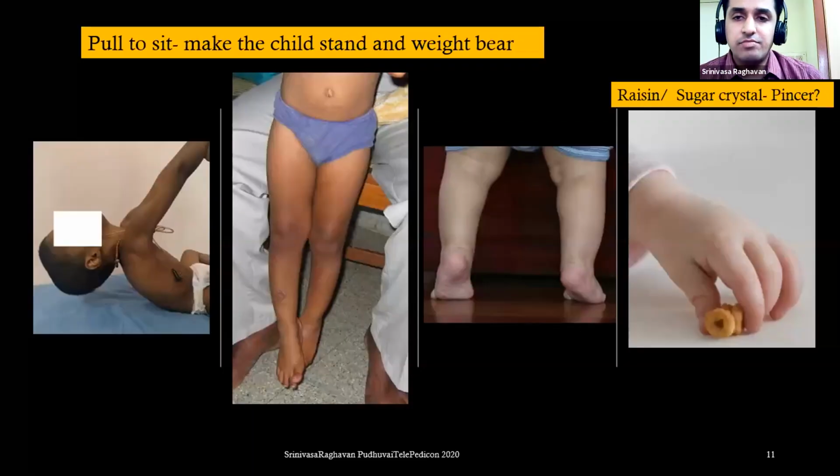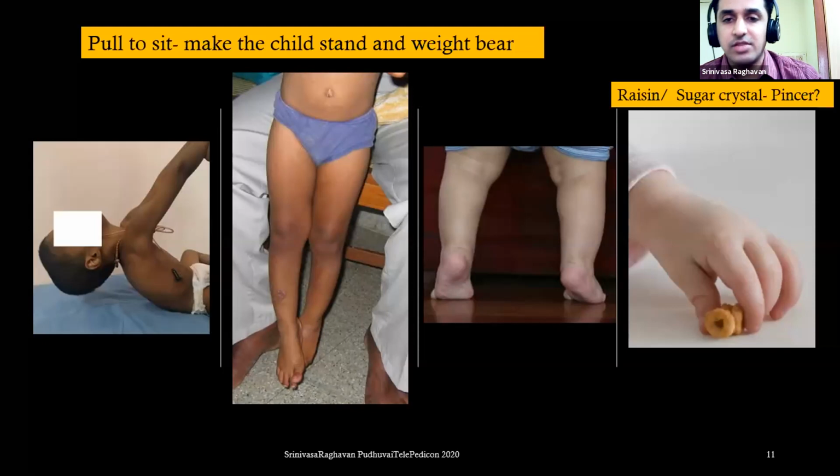And another simple measure that can be done is we all put the child to the couch to examine the child. While you're doing this, as you take the child out from the couch, do this simple maneuver of pulling the child to sit and making the child stand and allowing to weight bear. What are the things that can be picked up? If the child has head lag, and if the child is having persistent head lag, then you can suspect neuromuscular weakness. In a child with cerebral palsy that is causing motor delay, you can pick up bilateral scissoring of legs.